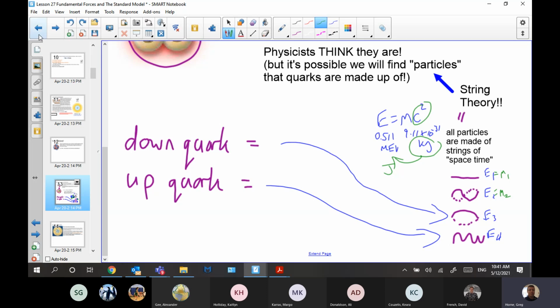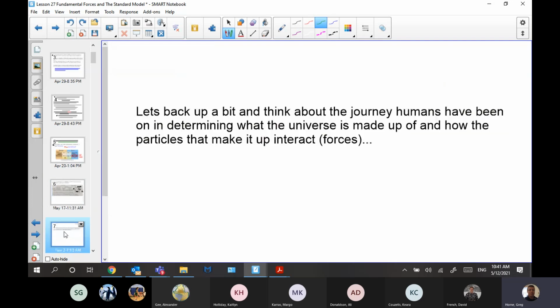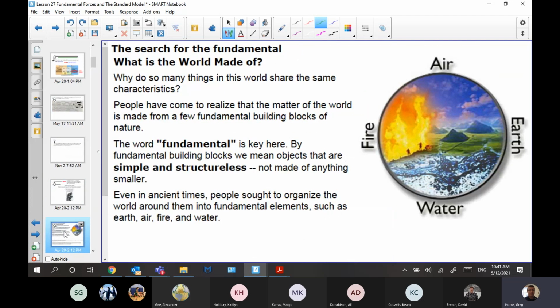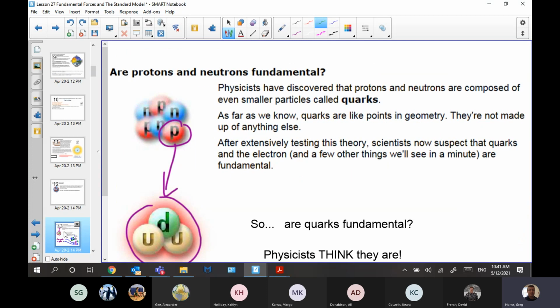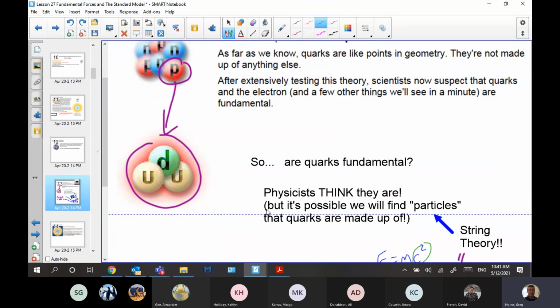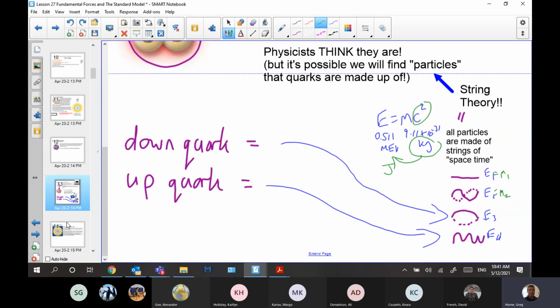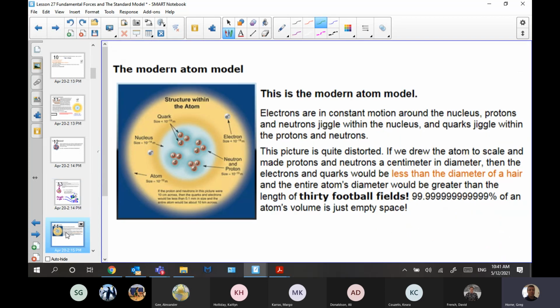Questions so far? So we're trying to peer deep into the universe to see what things are made up of here. We went deeper than we're actually going to be talking about in most of this lesson. We went down to the fact that they're really even just maybe strings, right? So let's go back up to the, that's just the atom model. We don't need that.